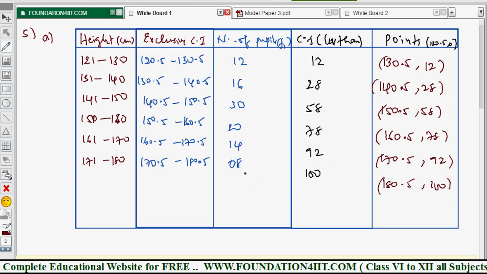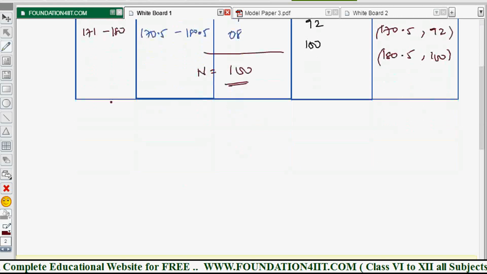And here the total frequency, that is n, is equal to 100. Because n is an even number, then median is equal to n by 2. So 100 by 2, that is the 50th observation. So the 50th observation we'll find out to get the median.